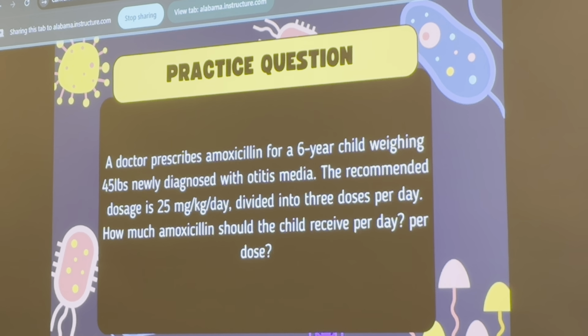How many kilograms is that? That's probably an important answer too. 20.45. 20.45, all right, perfect.